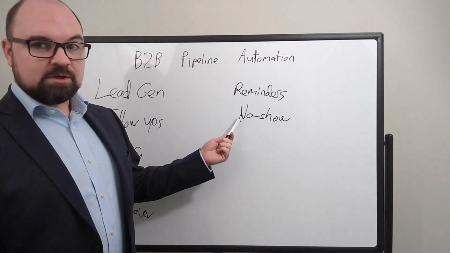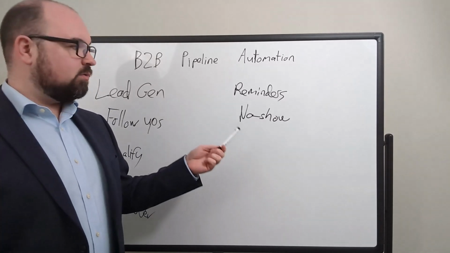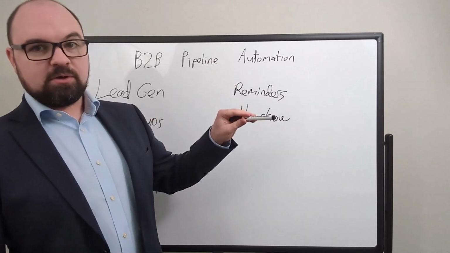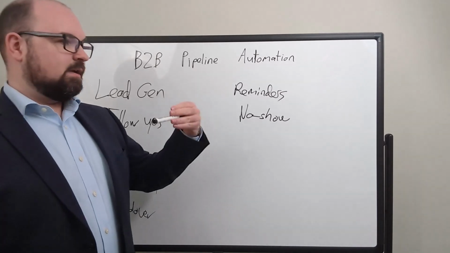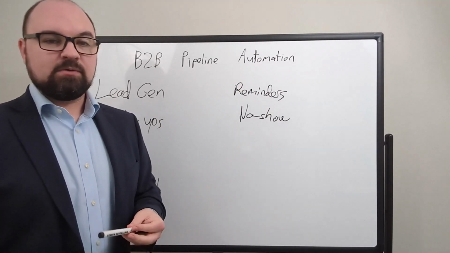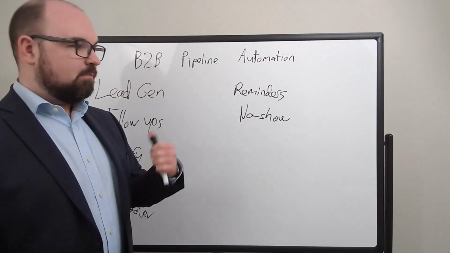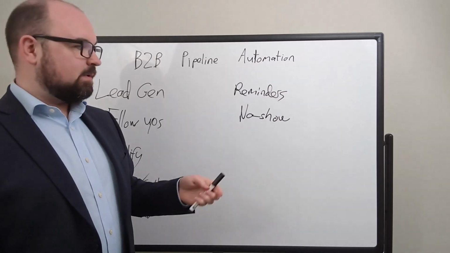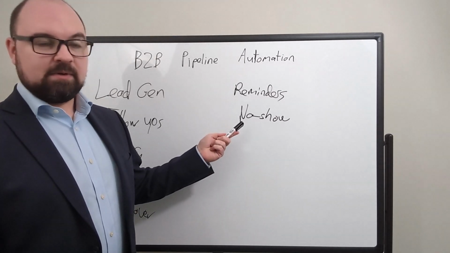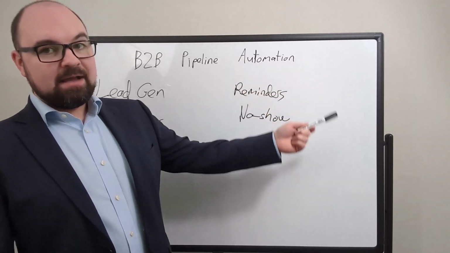If someone is a no-show, we can automate a whole no-show follow-up sequence to say, hi Tina, we saw that you weren't able to attend your call, this thing's happened. You can just rebook at this particular link as well. So again, this gets people back onto the calendar.